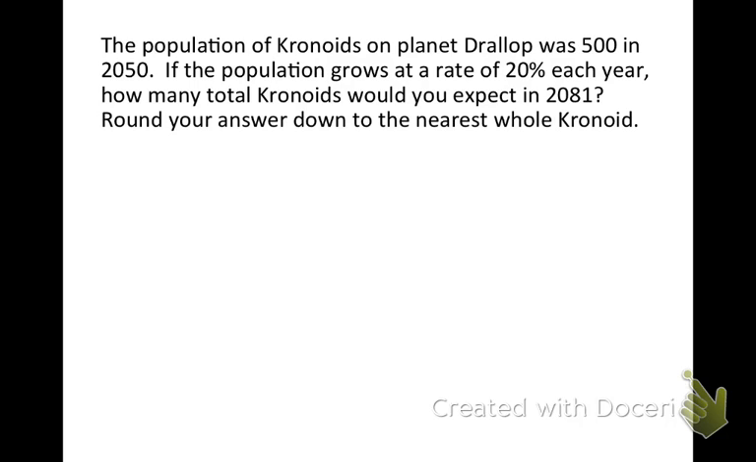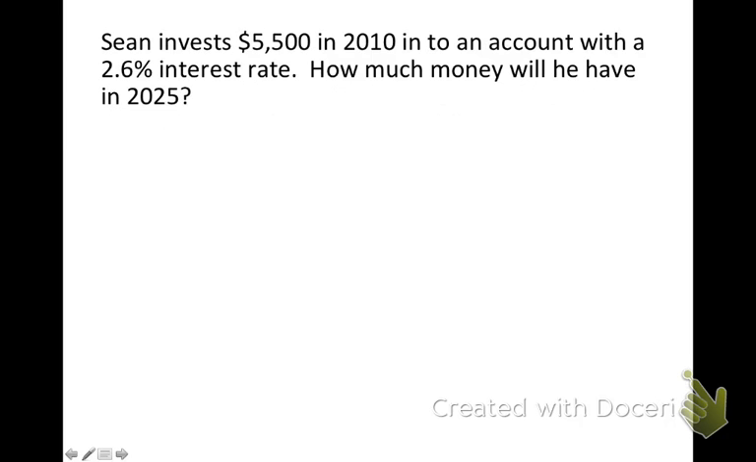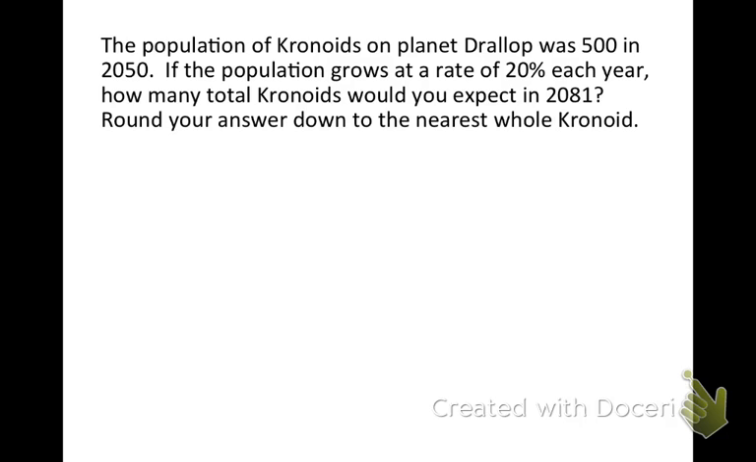Okay, here's our first problem. The population of Kronoids on planet Drallop was 500 in year 2050. If the population grows at a rate of 20% each year, how many total Kronoids would you expect in 2081? So first thing, we need to pick the formula we're going to use. Right away I see this word grows right here. We're going to use our growth formula.